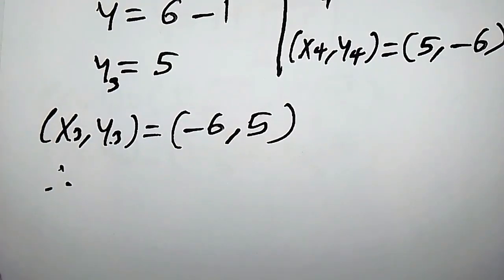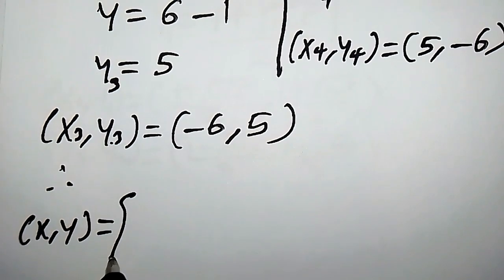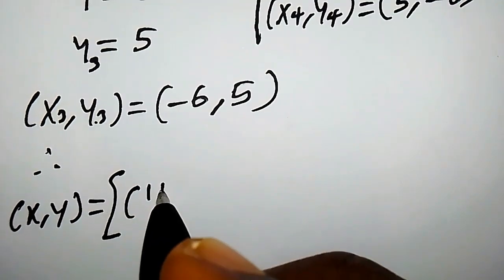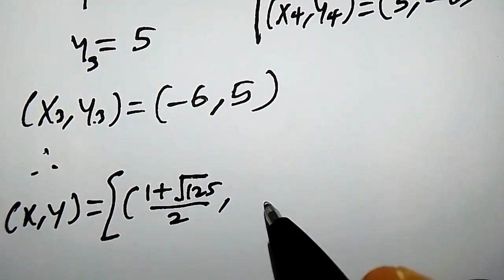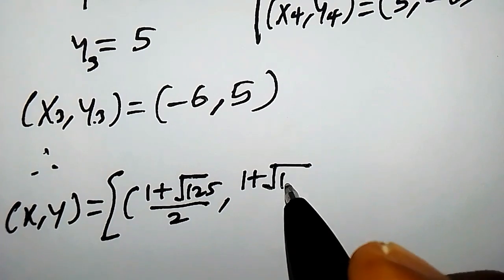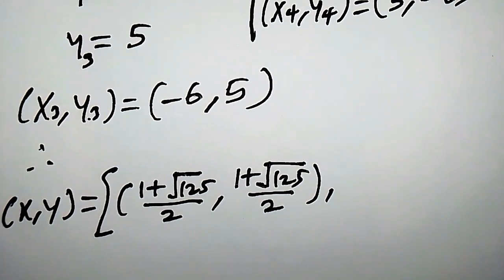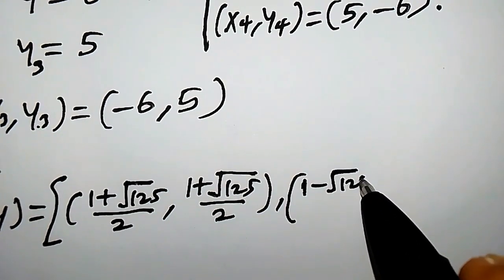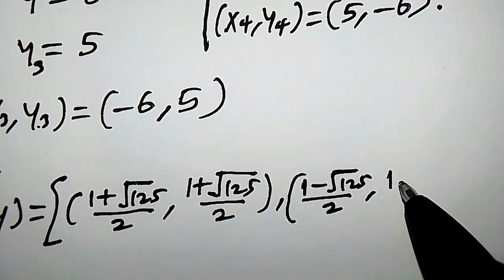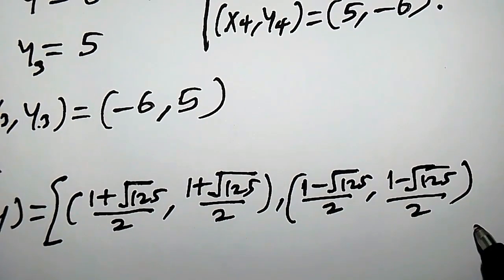Therefore, we can now claim that all the solutions that we have for this algebra problem, (x, y), are equal to the set of: the first solution is (1 plus square root of 125) divided by 2, comma, (1 plus square root of 125) divided by 2. This is the first solution. The second solution is (1 minus square root of 125) divided by 2, comma, (1 minus square root of 125) divided by 2. This happens to be the second solution.